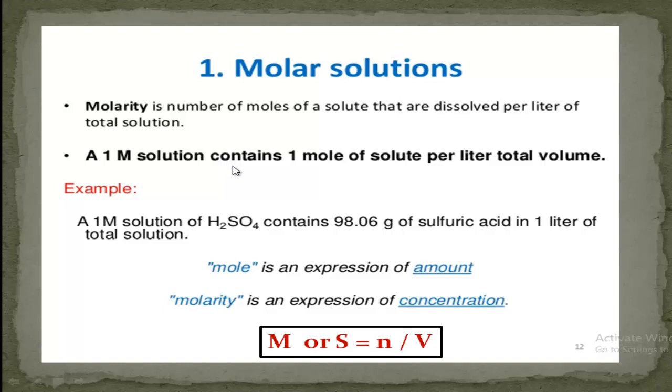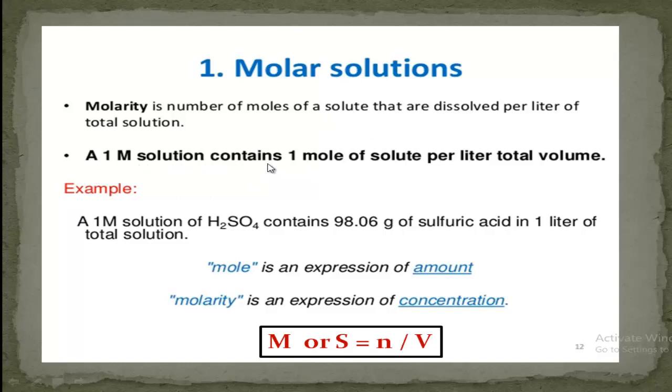Now molar solution, that is molarity. Molarity is the number of moles of a solute that are dissolved per liter of total solution. So molarity actually is the concentration of a solution. If it is 1 molar solution, the number of moles will be 1, so the molarity of that solution will be 1 molar. If the solution is semi-molar, that means the number of moles will be 0.5, so the molarity of semi-molar solution will be 0.5. And the molarity of decimolar solution will be 0.1. I hope you become clear.